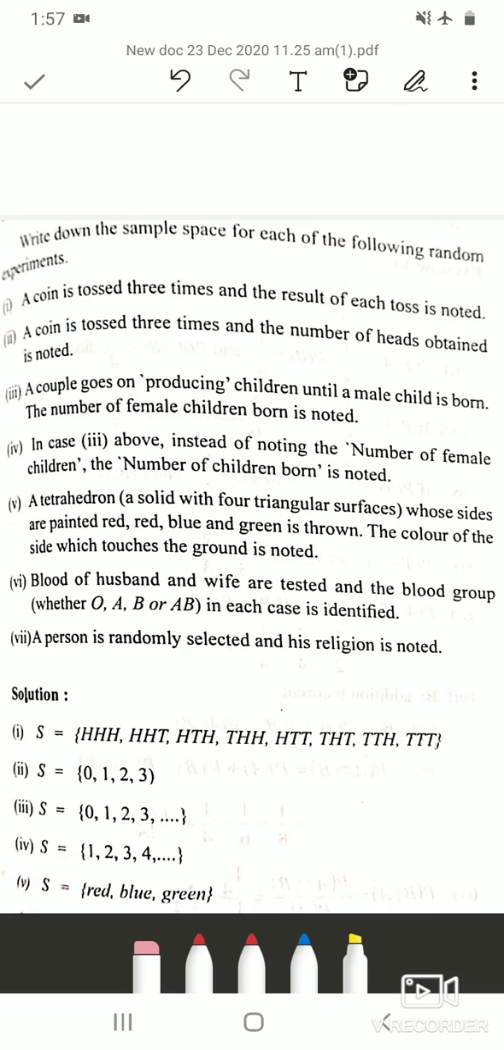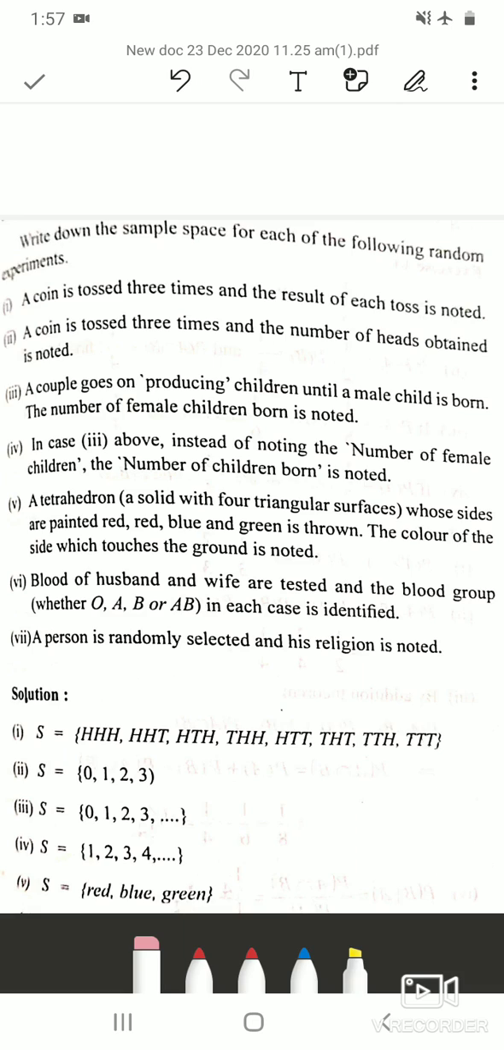The second sub question is, a coin is tossed 3 times and the number of heads obtained is noted. Here they have chosen only the outcomes wherein heads are obtained. So there can be no heads, which is represented as 0. There can be only 1 head, or 2 heads, or 3 heads.